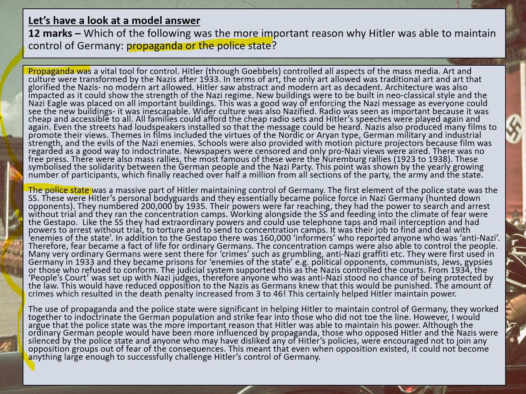and anyone who may have disliked any of Hitler's policies were encouraged not to join any opposition groups out of fear of the consequences. This meant that even when opposition existed, it could not become anything large enough to successfully challenge Hitler's control of Germany. So overall, you can see that there are 3 paragraphs there.